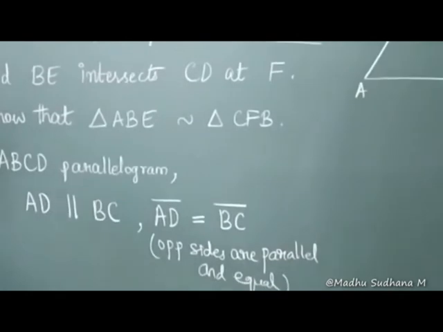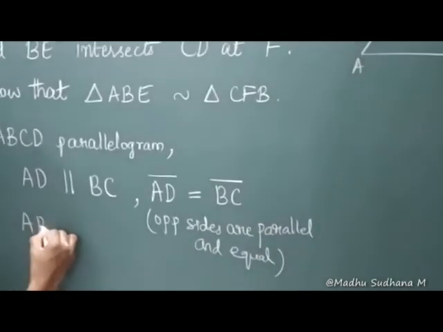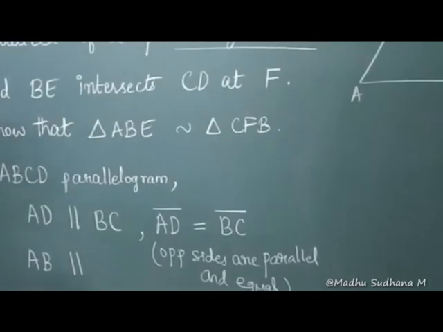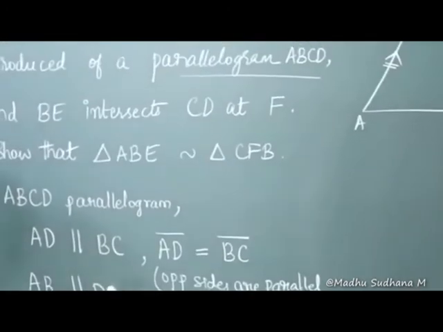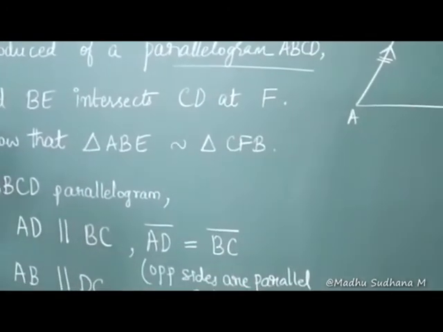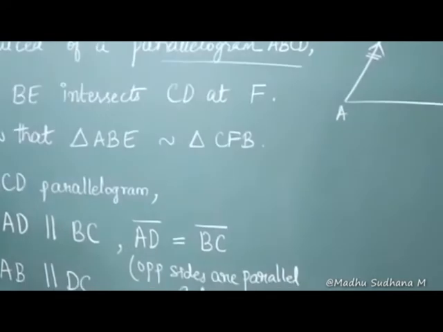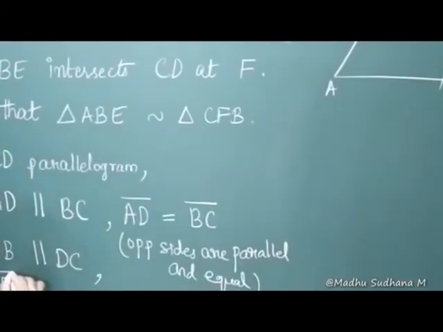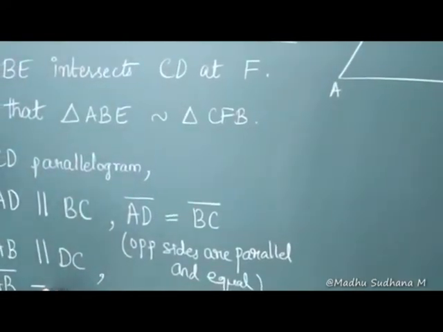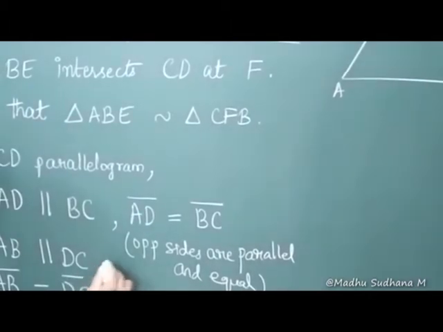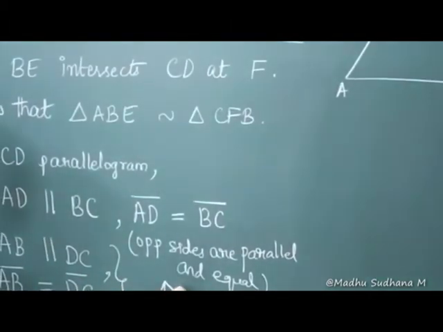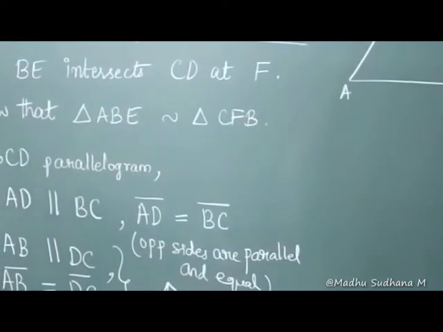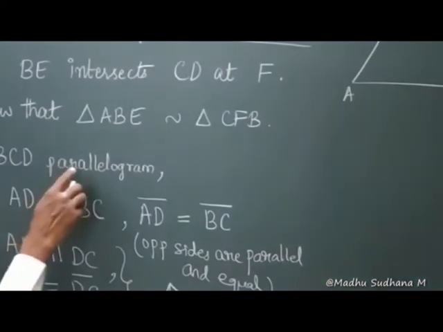Then we have A to B here. So AB is parallel to DC. In the same way, we have AB length equal to DC length. Even for this, the reason is the same. Reason is same.